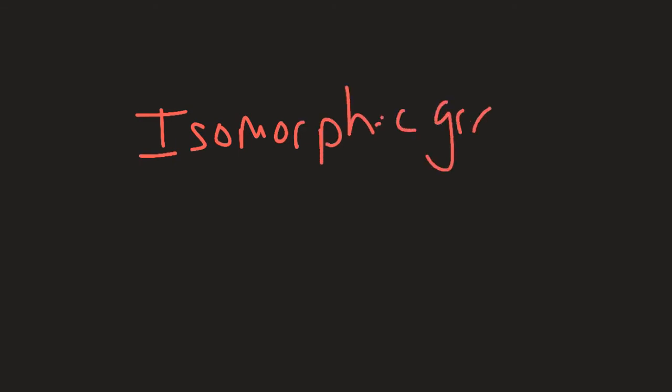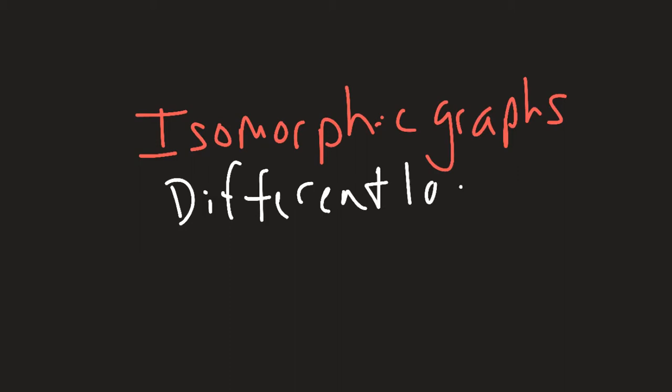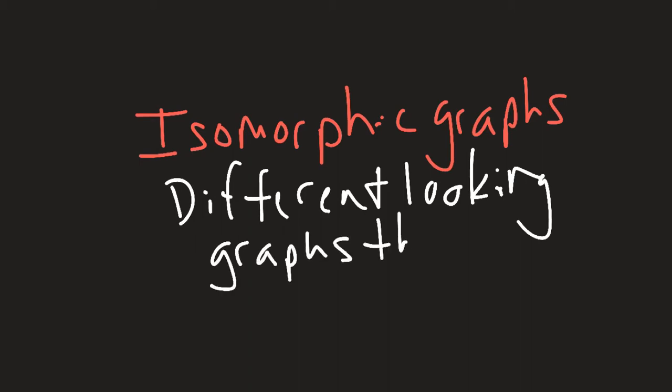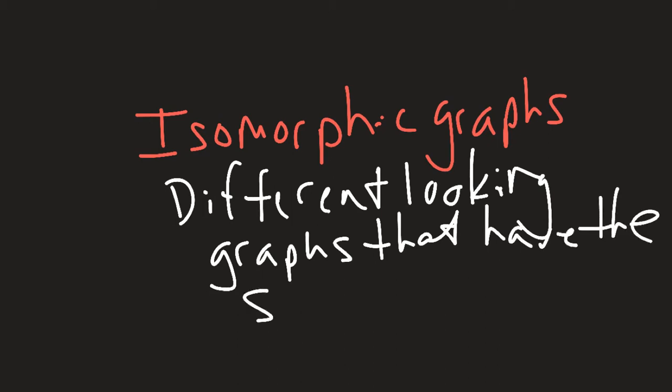Alright, so next concept that I want to talk about is isomorphic graphs. In isomorphic graphs, there are different looking graphs that have the same information. So let me just change my pen so I can write that. They are different looking graphs that have the same information.